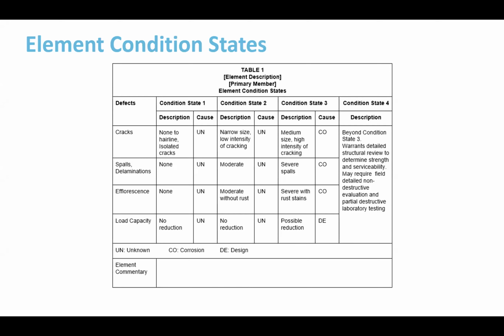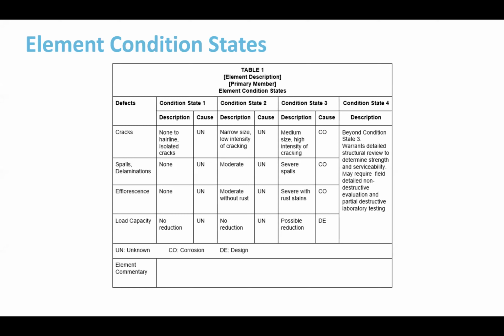Did I see cracks, spalls, delamination, efflorescence? Is there a concern about load capacity? And I would quantify in each one of the condition states what I saw. So if I saw some isolated and hairline cracks of a particular length, I would put them in condition state 1. If I saw narrow or low intensity cracking, I'd put it in condition state 2. If I saw medium size, high intensity cracking, I'd put it in condition state 3. And if I saw something really troublesome, maybe some very wide cracks or a lot of water coming through the cracks, I would go to condition state 4 for that, and I would quantify the length of cracks.